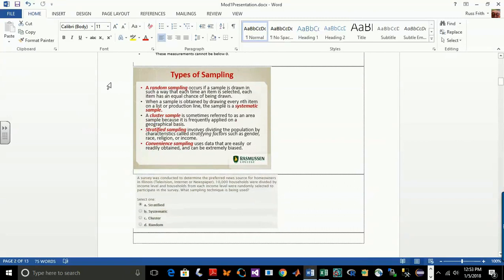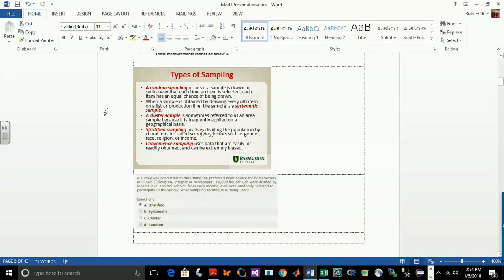So when we analyze data, or when we collect data, there are different types of sampling. We can't, in general, sample the whole population. For instance, you can't go out and do a survey of every person in the United States. So you want to sample a subset of the population. Random sampling occurs if a sample is drawn in such a way that each time an item is selected, each item has an equal chance of being drawn. These are the kinds of samples that you will use in this class.